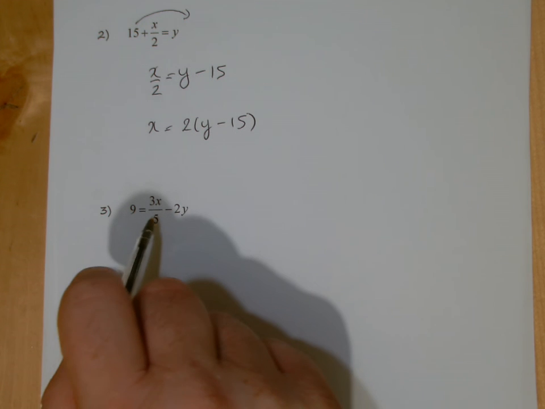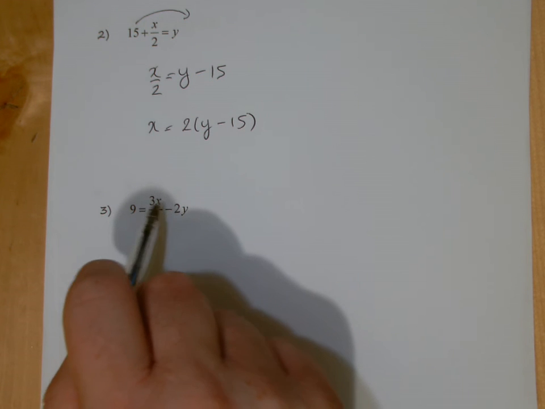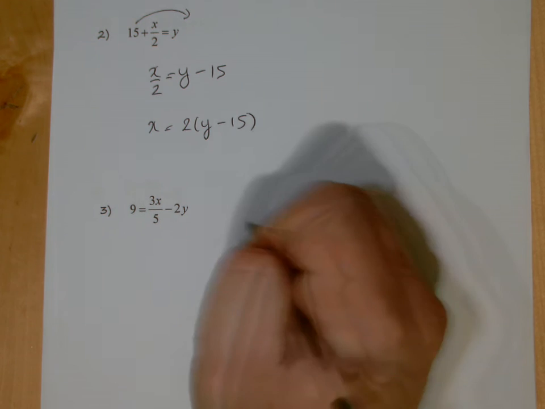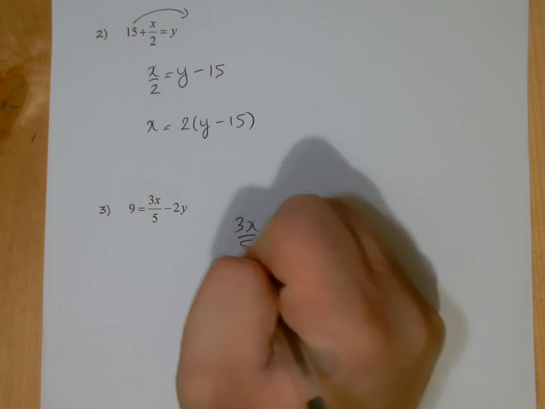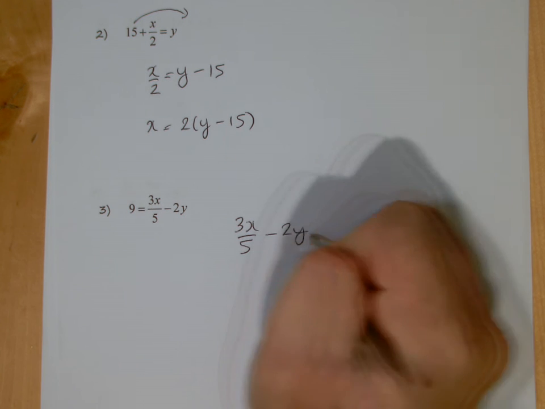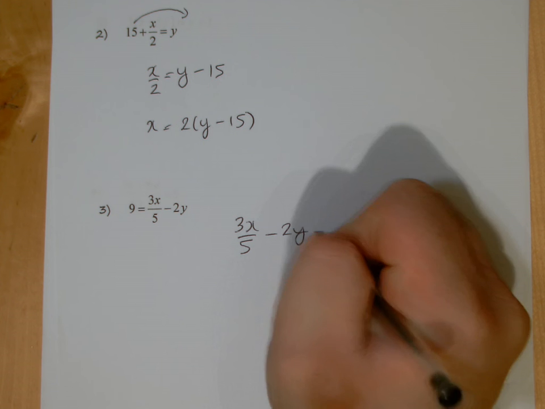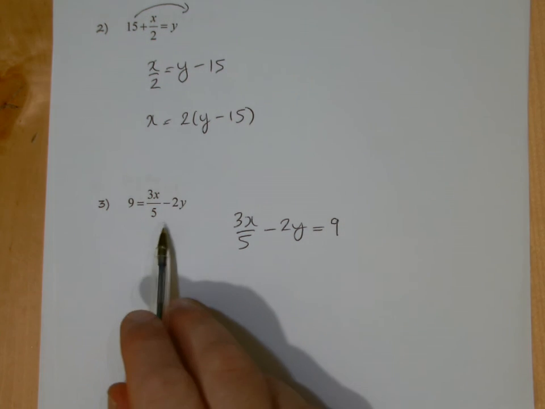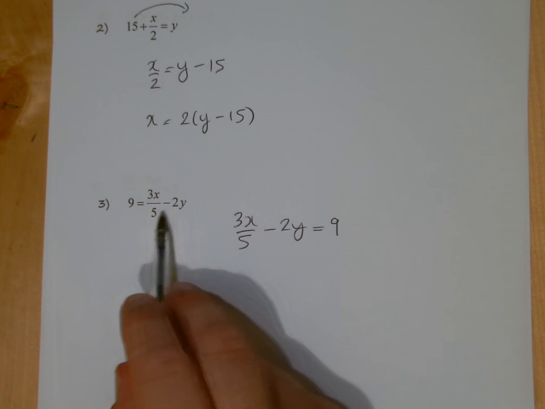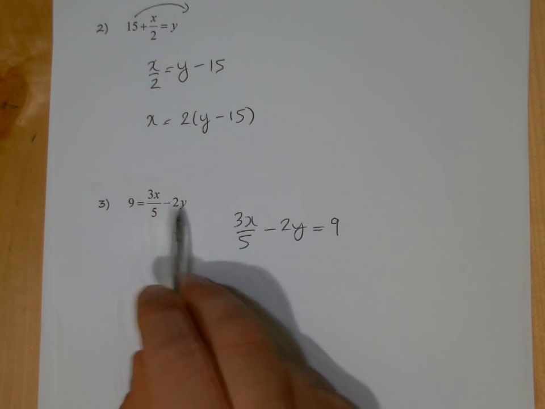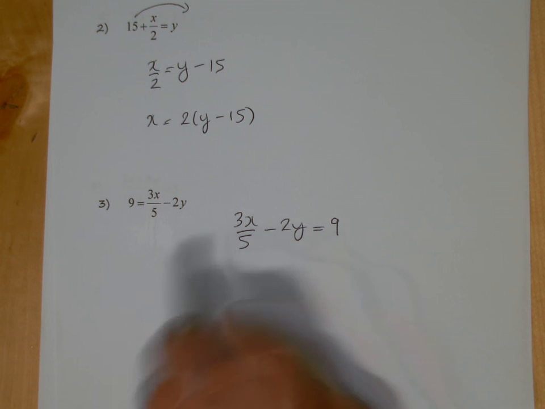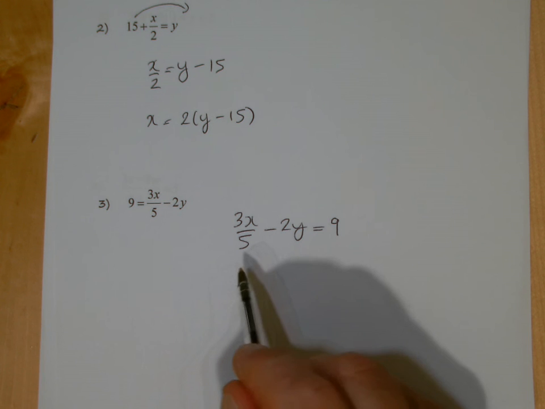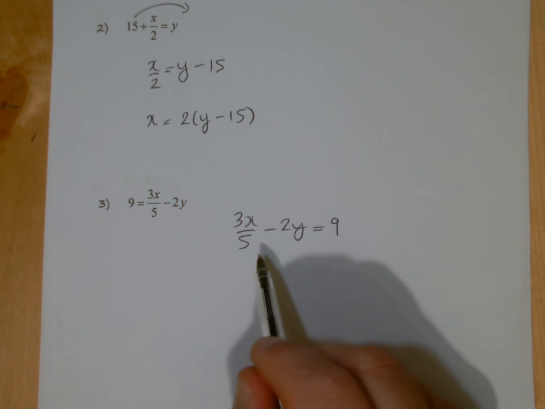Third one then. Now we've got the situation here where the x is on the right hand side, so I think we should rewrite that. So 3x over 5, take away 2y equals 9. I'm just writing this back to front, or right to left, whichever. So I've written this first, equals 9 then. And then think about what I've got to do. I've got to get x equals.